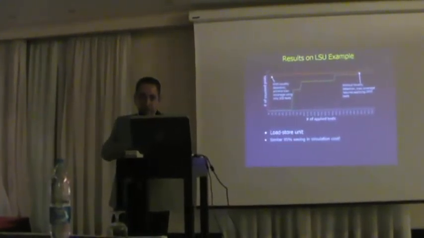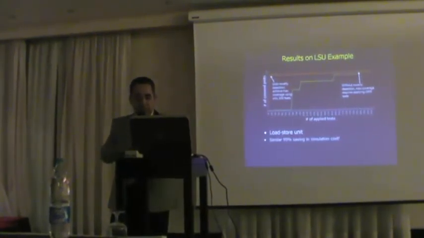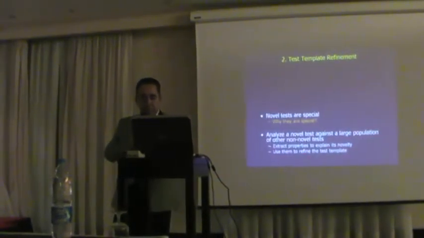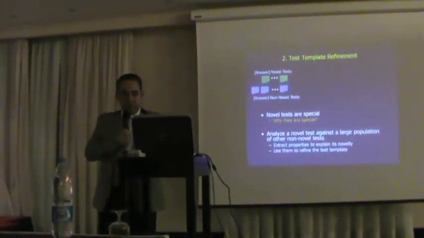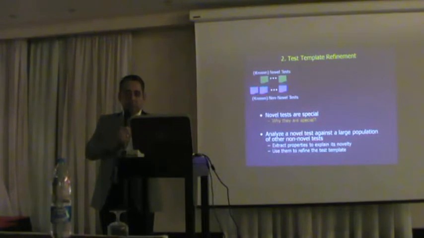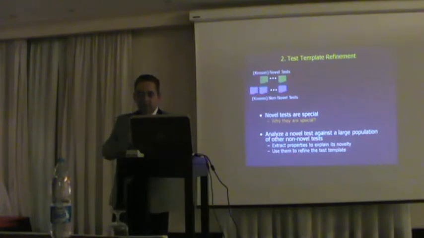This is also results on the second example. The red shows the same kind of phenomenon. And test template refinement has to do with trying to make the test generator generate more novel tests, targeting very specific coverage problems that we have not been able to hit before. That's very, very powerful.